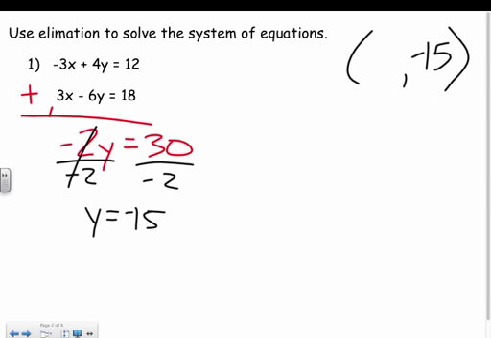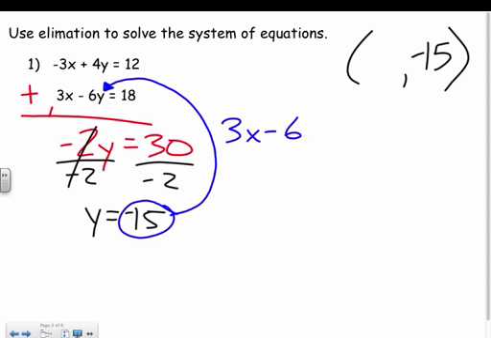I can plug into either equation. In this case, I'm going to plug it into the second equation, just because I'm going to end up with a negative times a negative, and I'll show you why. So I have 3x minus 6y. Well, I said y was negative 15, so I'm going to put that in parentheses, equals 18. And then simplify.